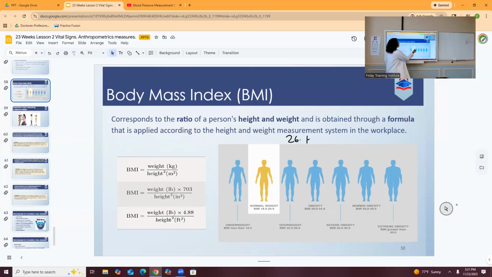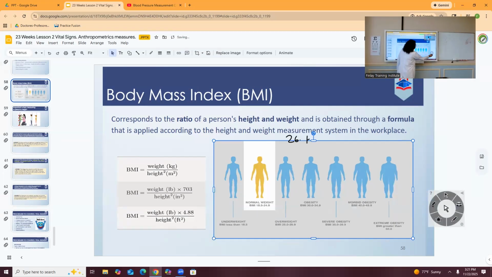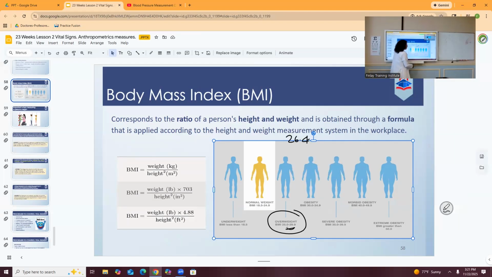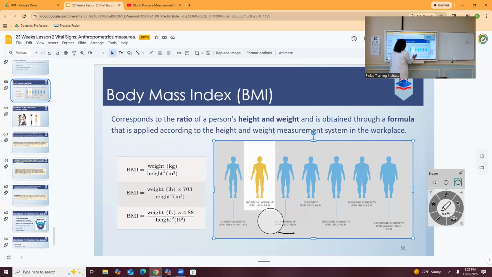So this patient was 26.4. Based on this chart, the patient is overweight, because the patient was 26.4 and the range is in here, okay? So make sure that you learn the formulas to get BMI, okay?